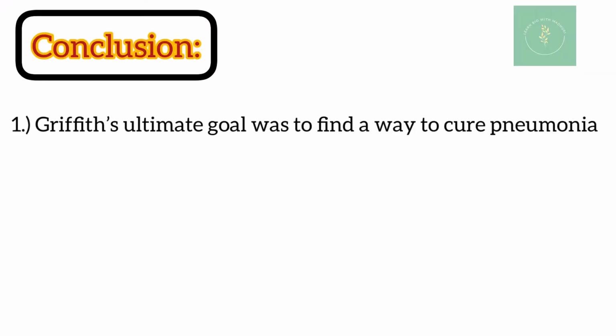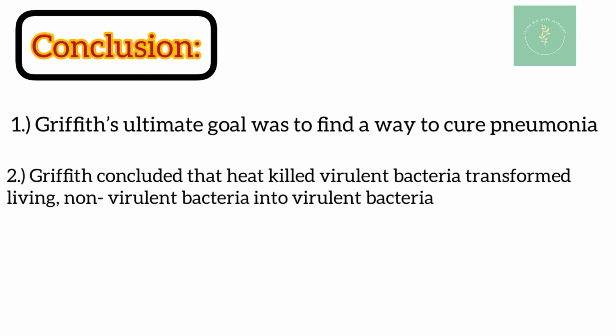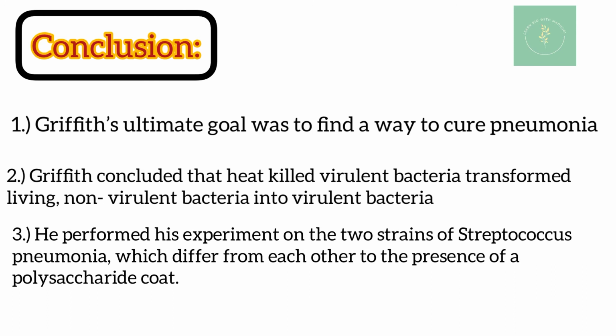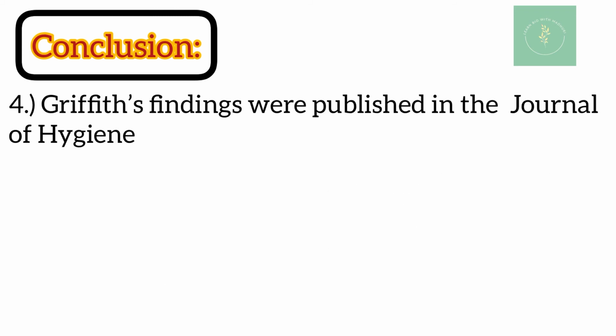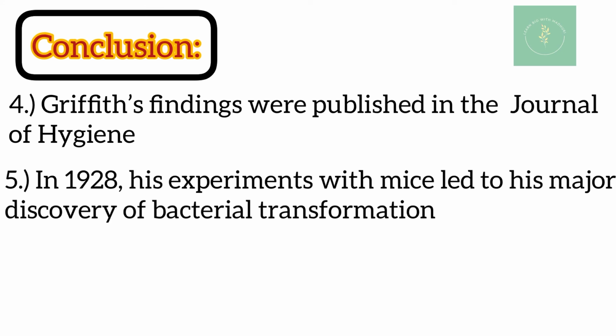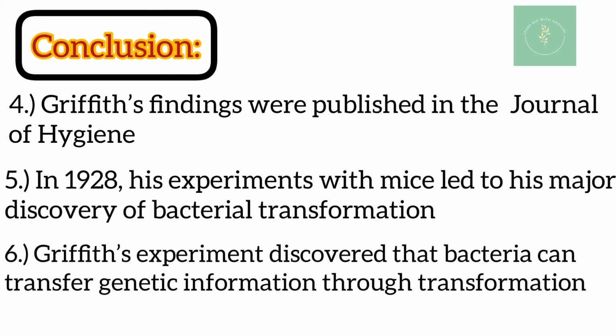Conclusion: Griffith's ultimate goal was to find a way to cure pneumonia. Griffith concluded that heat-killed virulent bacteria transformed living non-virulent bacteria into virulent bacteria. He performed his experiment on two strains of Streptococcus pneumonia, which differ from each other due to the presence of a polysaccharide coat. Griffith's findings were published in the Journal of Hygiene. In 1928, his experiments with mice led to his major discovery of bacterial transformation. Griffith's experiment discovered that bacteria can transfer genetic information through transformation.